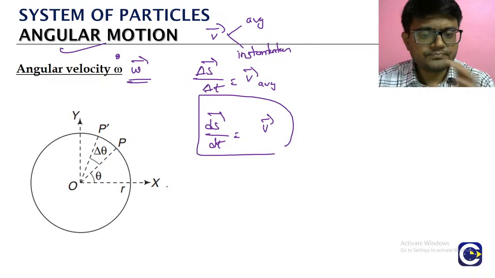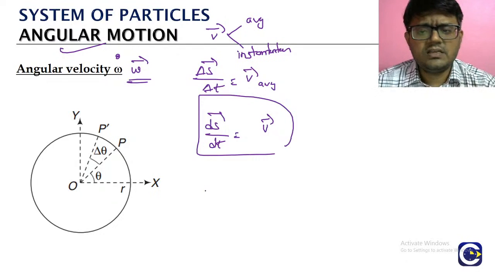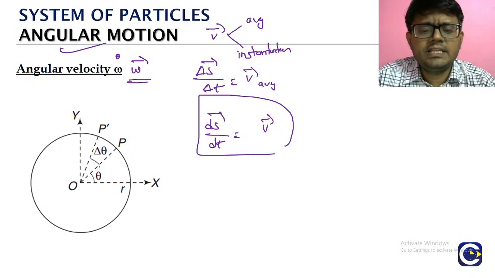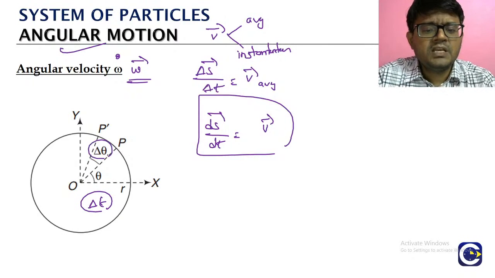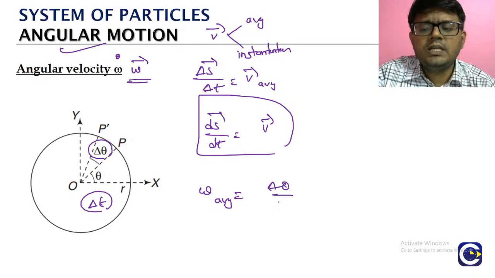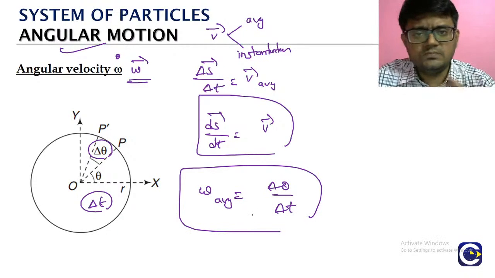Okay, we can define the average angular velocity, and we can also define the instantaneous. So for example, for a delta t time, the angular displacement is delta theta. The average value of that angular velocity will be delta theta by delta t. This is the average value. Okay?